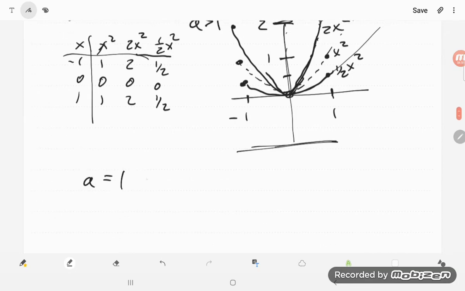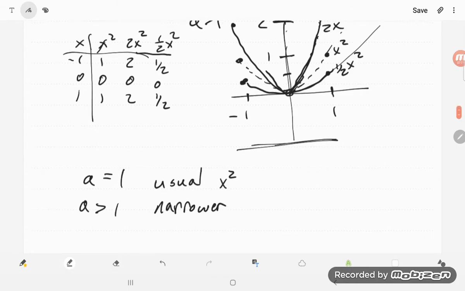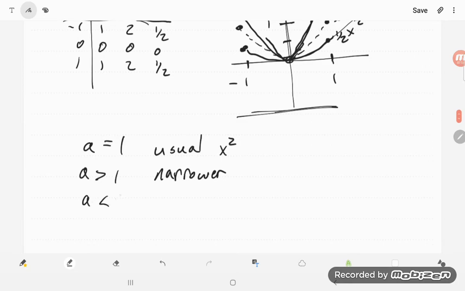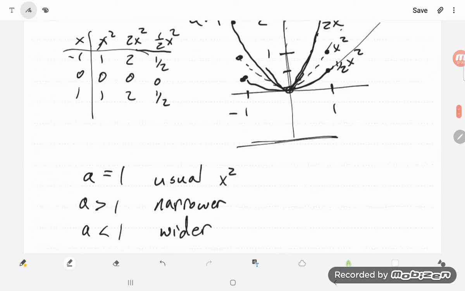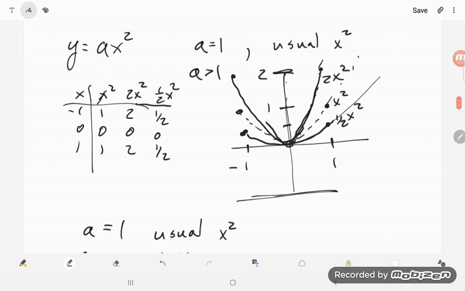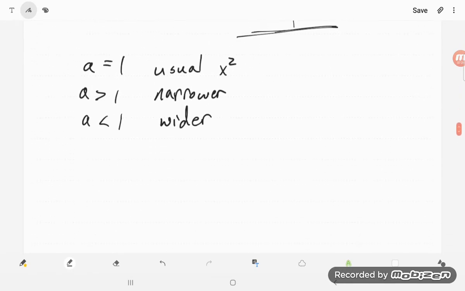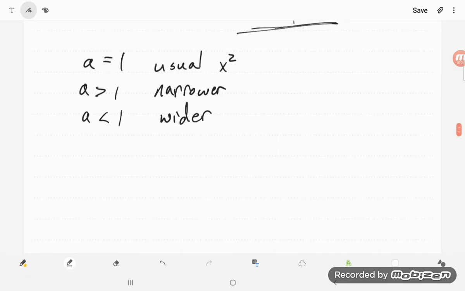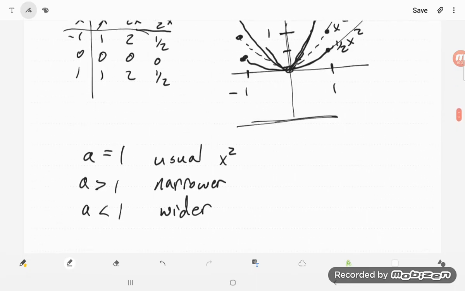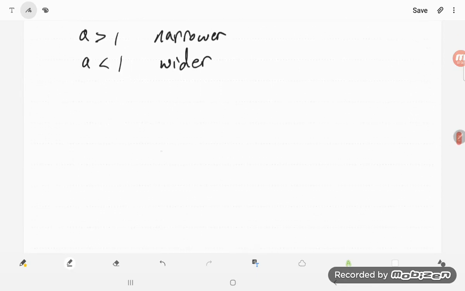So let me rewrite that. a equals 1 is the usual x squared. a greater than 1 is narrower, and a less than 1 is wider. And again, we can turn it upside down just by making it negative values. And so that's one thing we can do. That's the ax squared. So that looks like the original model I put in the intro video so far. But now, the other thing we might have to do is, I may have data that are here.